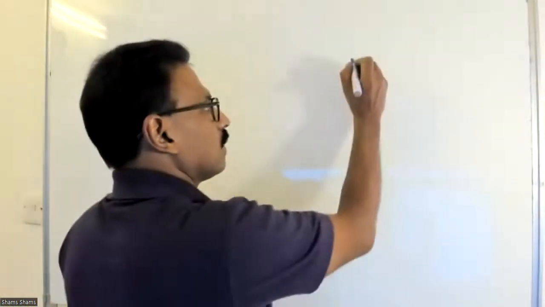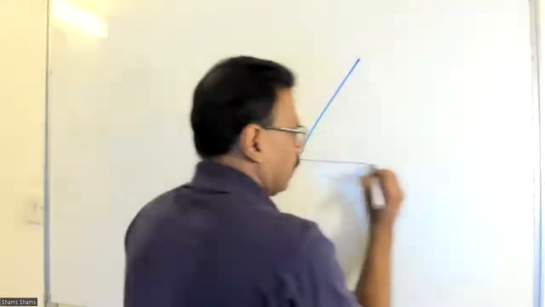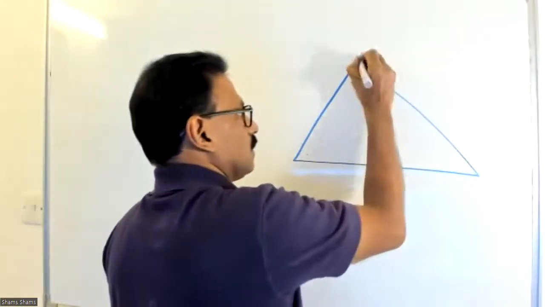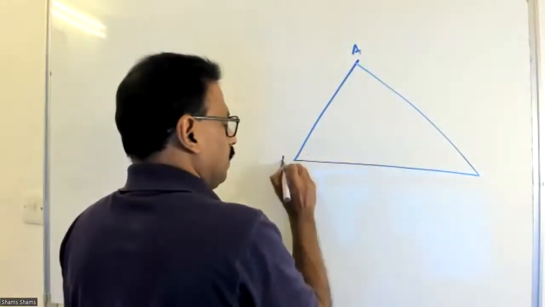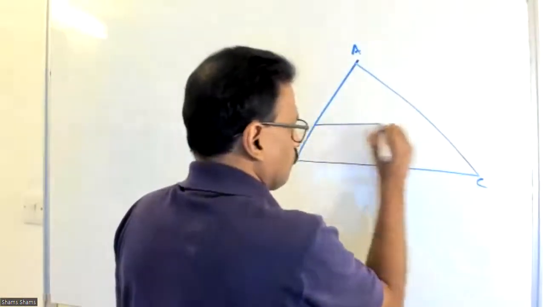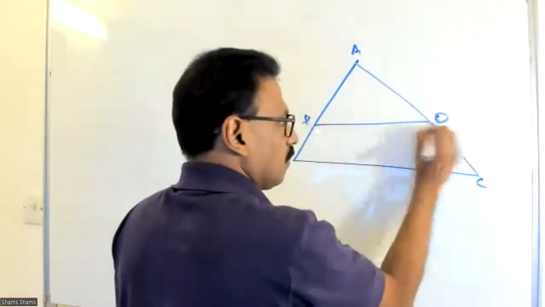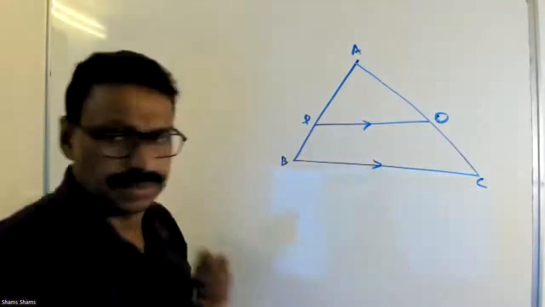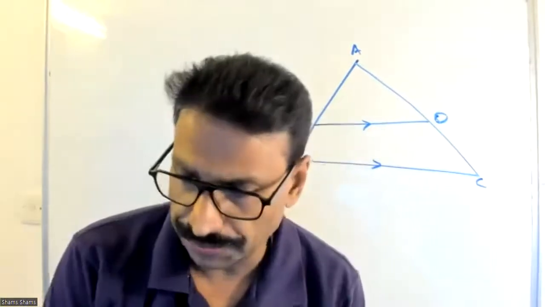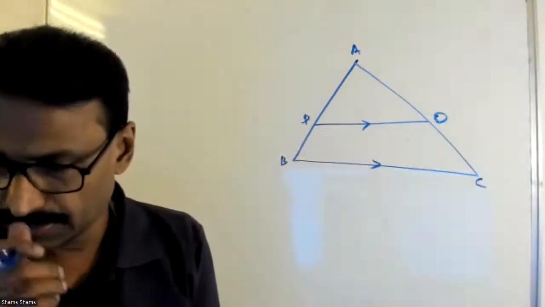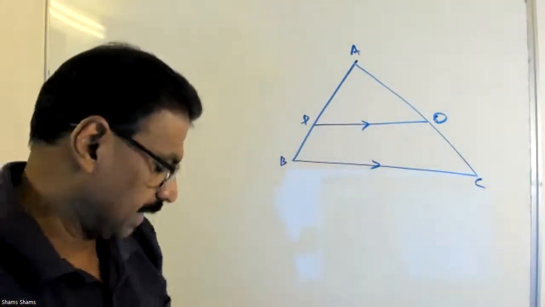In the figure, if PQ is parallel to BC in triangle ABC, find the value of x.